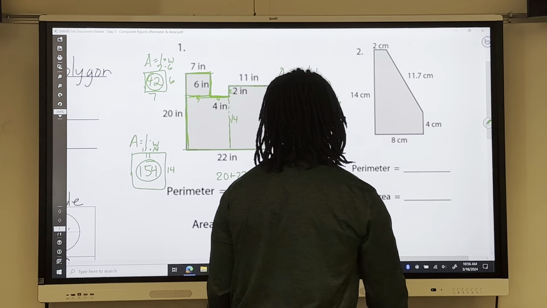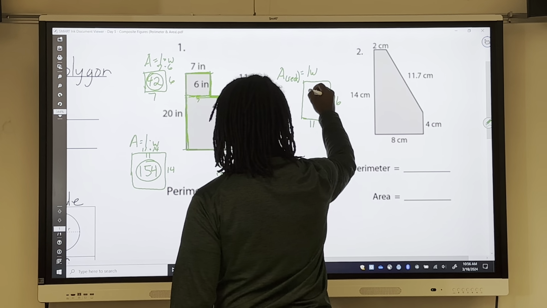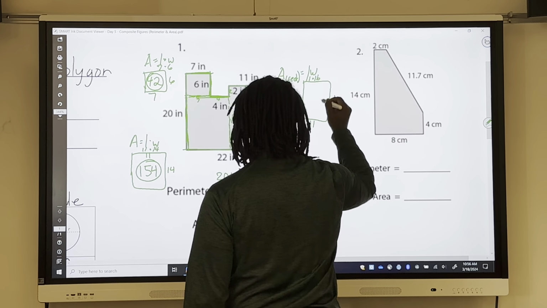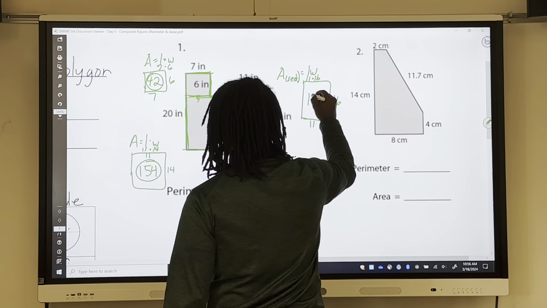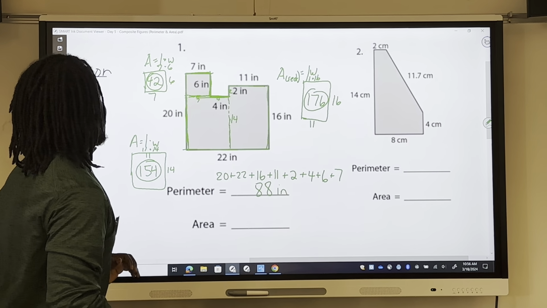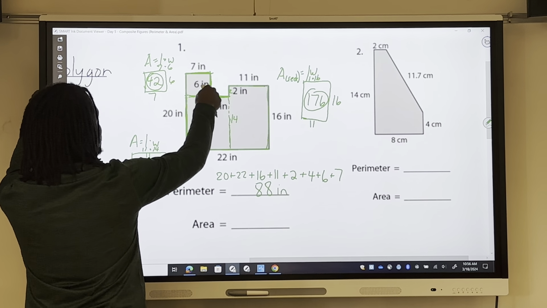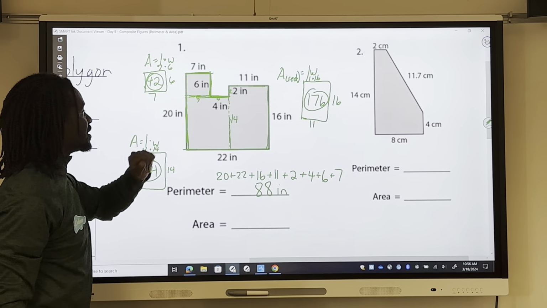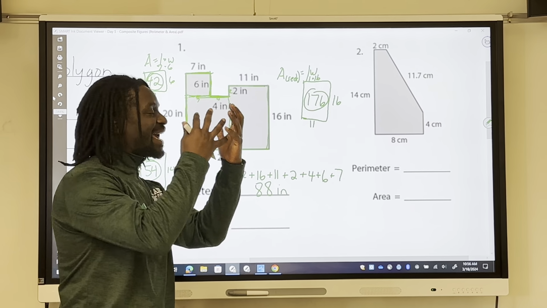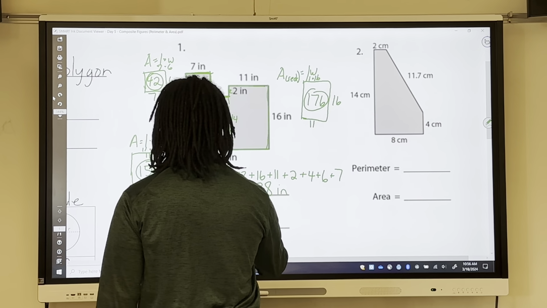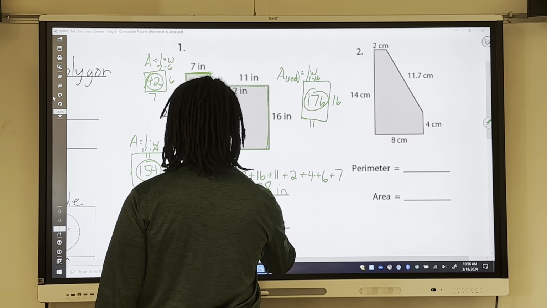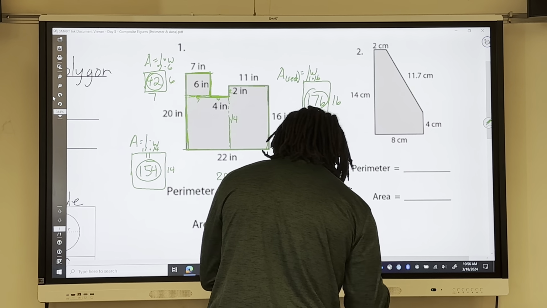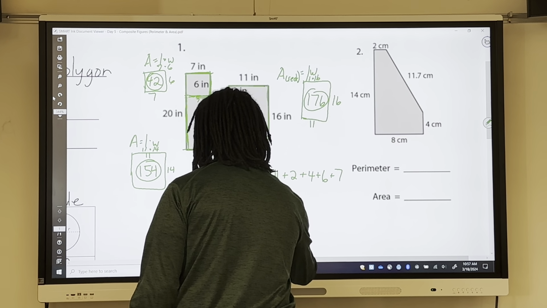Then I'm going to do length times width, 11 times 16, and when I multiply that, I'm going to get 176. So what I have found is the area of this piece, which is 42, this piece, which is 154, this piece, which is 176, and then the final step is to add that all together. So I'm doing 42 plus 154 plus 176. And when I add all of that together, I'm gonna end with 372.